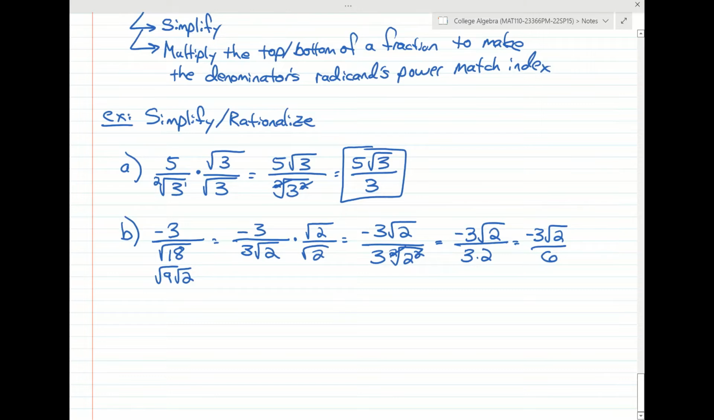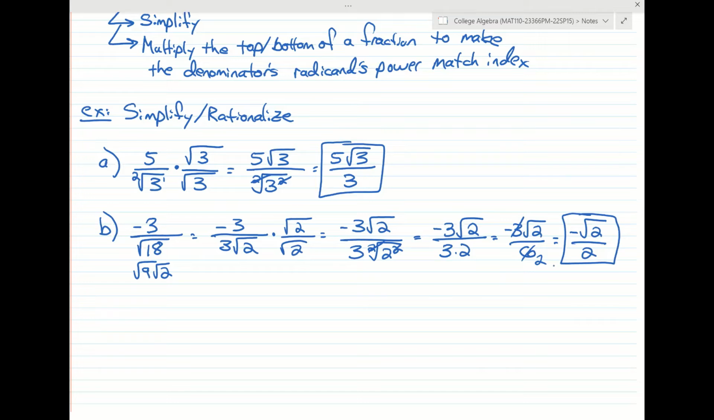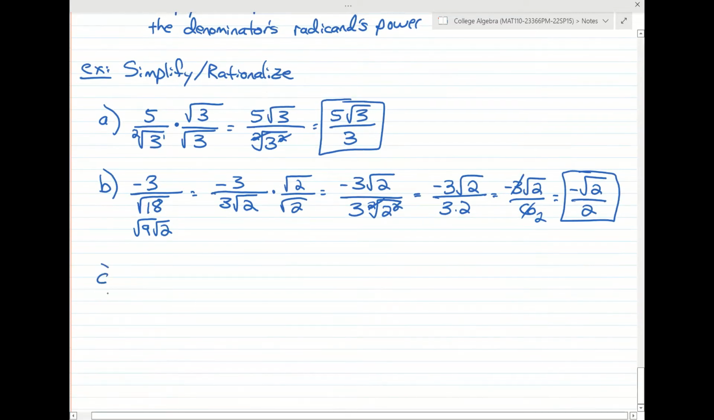Which we could take one step further. We get negative root 2 over 2. Cancel out a factor of 3 on top and bottom. That would be the final answer. If you had a question, how did I do that last step? How did I simplify that? It's just like if you had a regular fraction. 3 over 6 would be equal to 1 over 2.